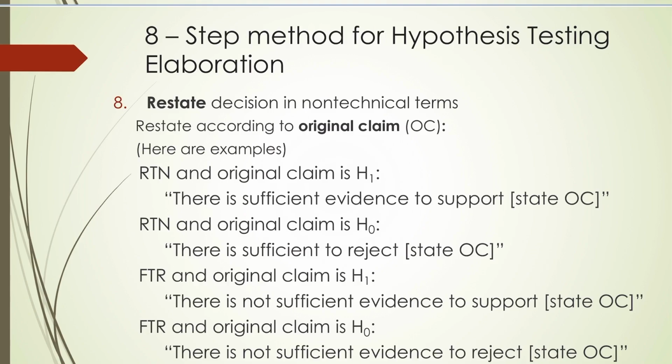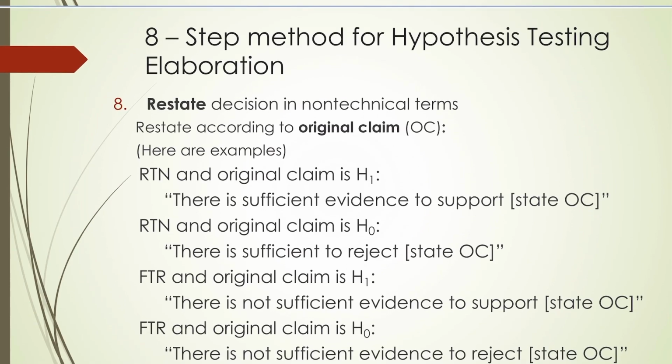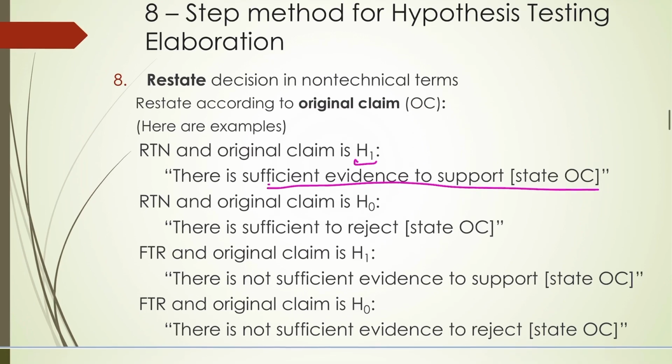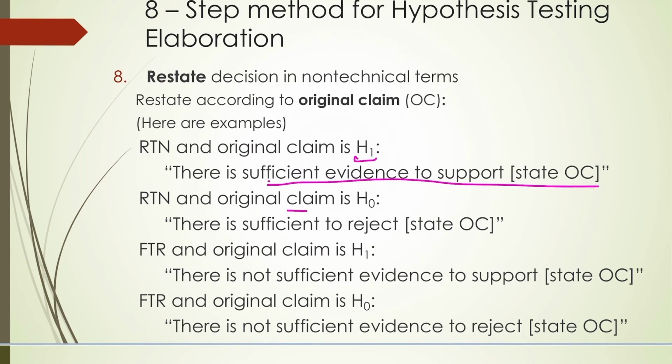Step 8 is the final step. Restate the decision in non-technical terms. Restate according to the original claim, which we'll abbreviate OC. Here are examples. If you reject the null and the original claim is in the alternative hypothesis, say there is sufficient evidence to support the original claim. If the original claim was H0, the null hypothesis, then it's the original claim you want to state your conclusion with respect to. You say there is sufficient evidence to reject it.